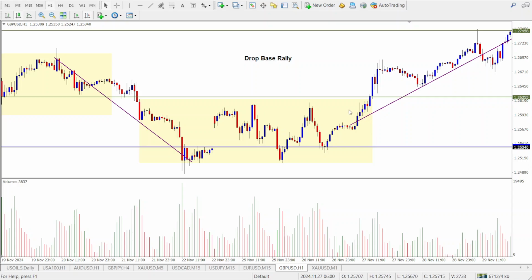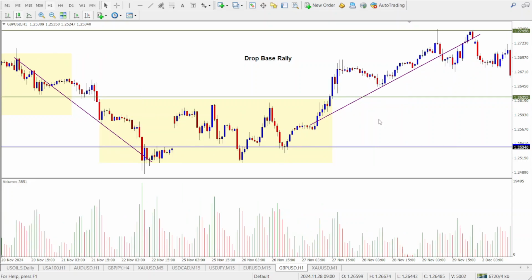Secondly, do not ignore market context. Ensure the overall market trend supports the pattern. If you are seeing a drop in an uptrend, it may not be the right setup.